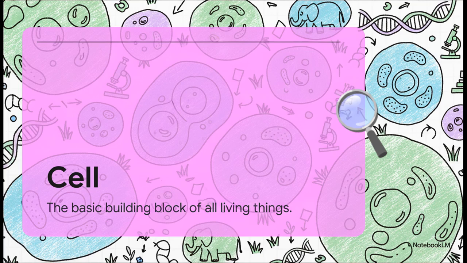So let's put a formal definition to this. A cell is the basic building block of all living things. I'll say that again. The basic building block of all living things. Whether it's a giant elephant or just a tiny blade of grass, if you zoom in close enough with a microscope, you're going to find these microscopic units stacked up, all working together to keep the organism alive.